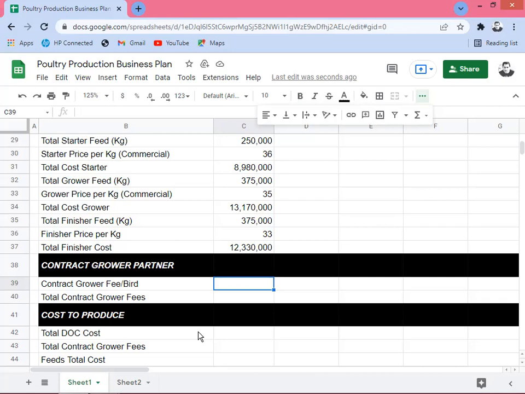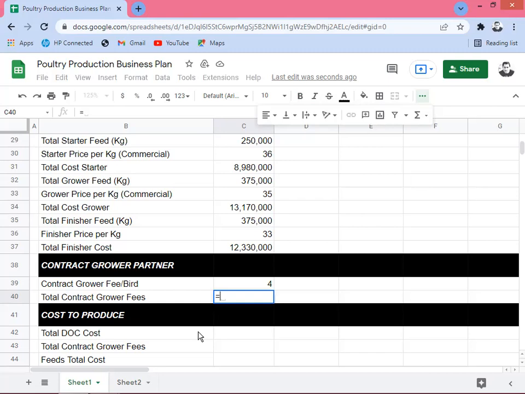15 or 20 years ago, the contract grower fee per bird was 2 pesos or 2 rupees. But I think it has doubled. So I'm going to consider 4 rupees contract grower fee per broiler chicken. So how much then is the total contract grower fee for the business partner?